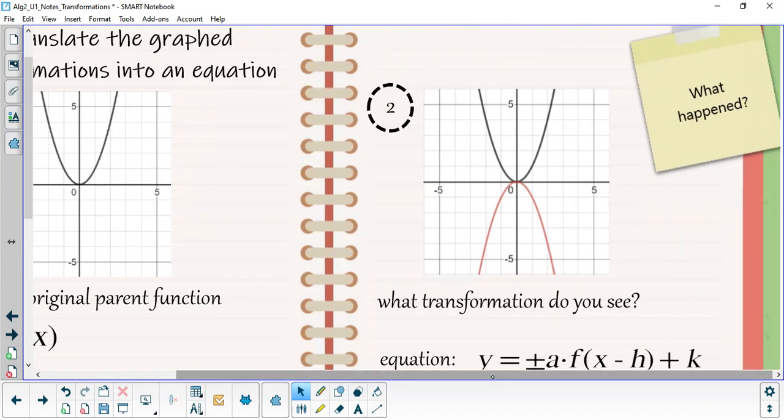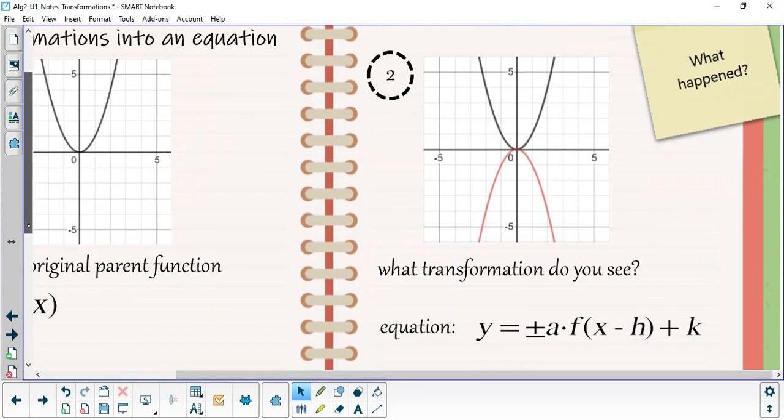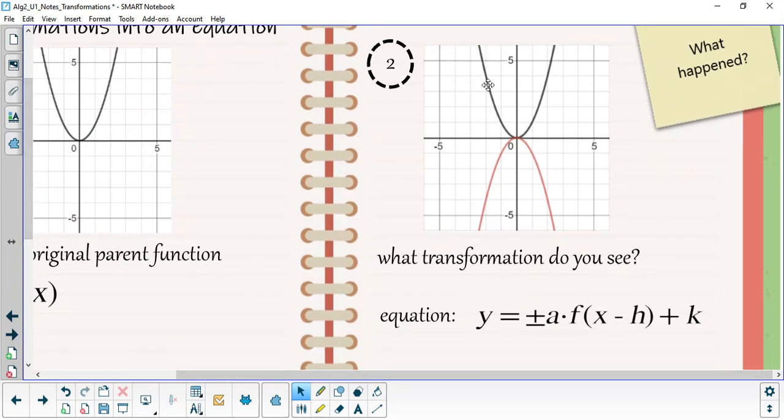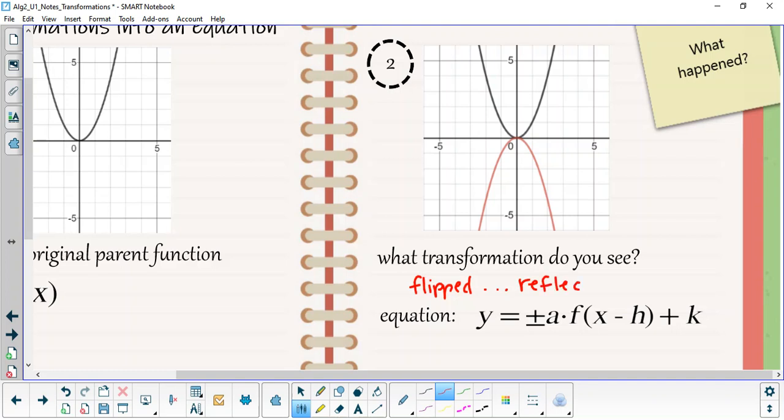Now if we look over here at number 2, we have our parent function, which is in black, and then we have our new function, which is in red. And what transformation do you see? Well, this transformation is now flipped. And a better way to write that is we say there is a reflection over the x-axis.